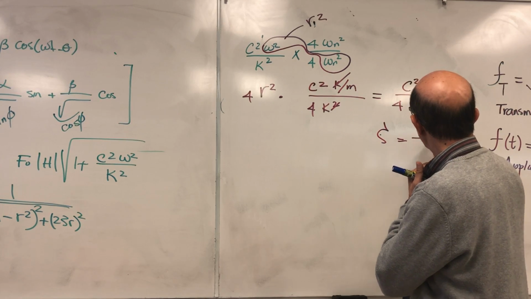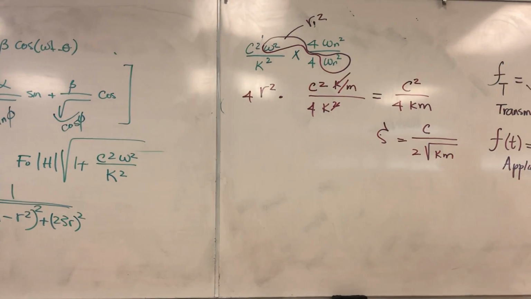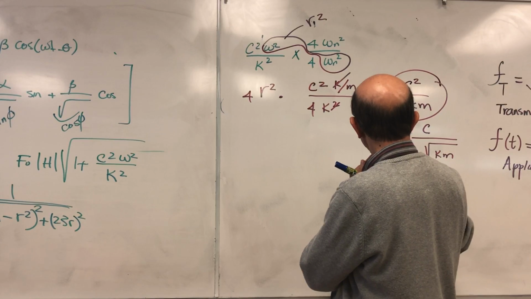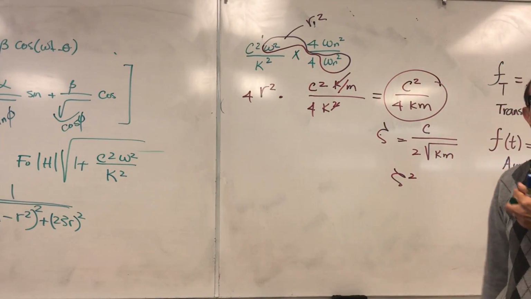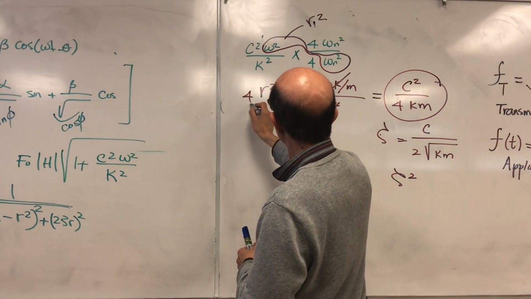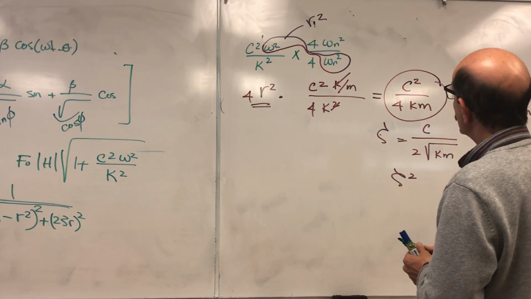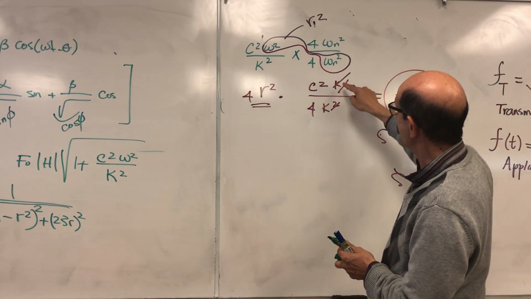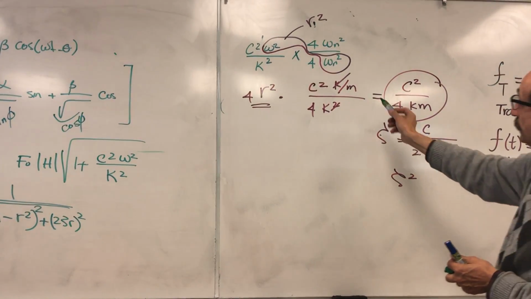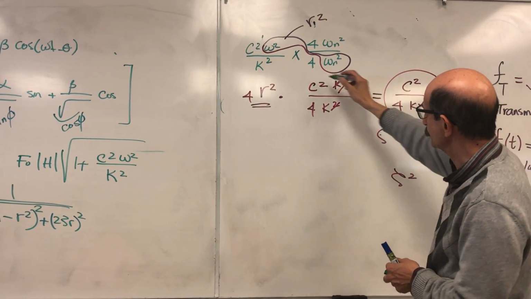You remember that zeta was c over 2 square root of km. That was the definition of damping ratio. So what is this then? That is zeta squared, right? Where did that r squared go? This r squared is right here, the ratio omega squared over omega n squared, and then in the next step I replace omega n squared by k over m.